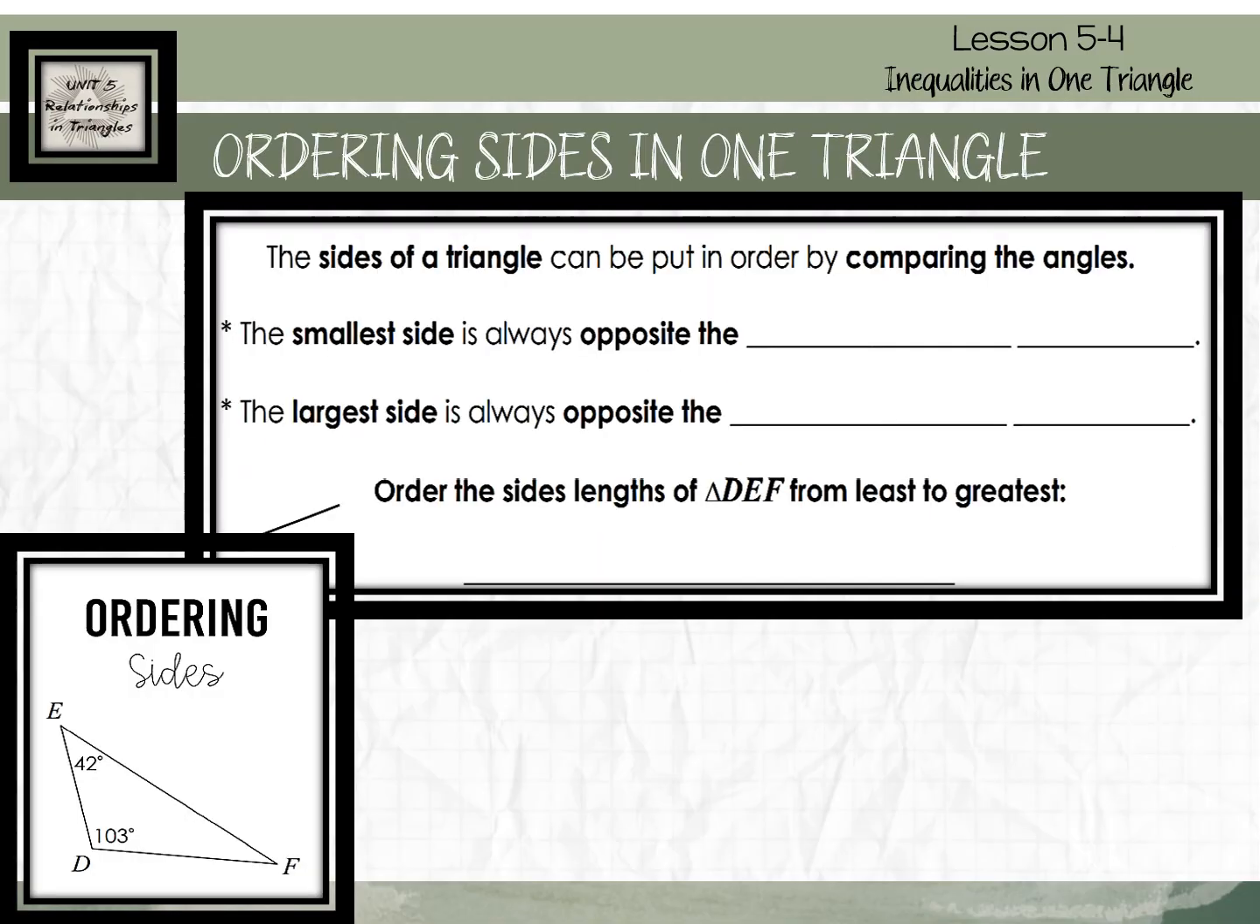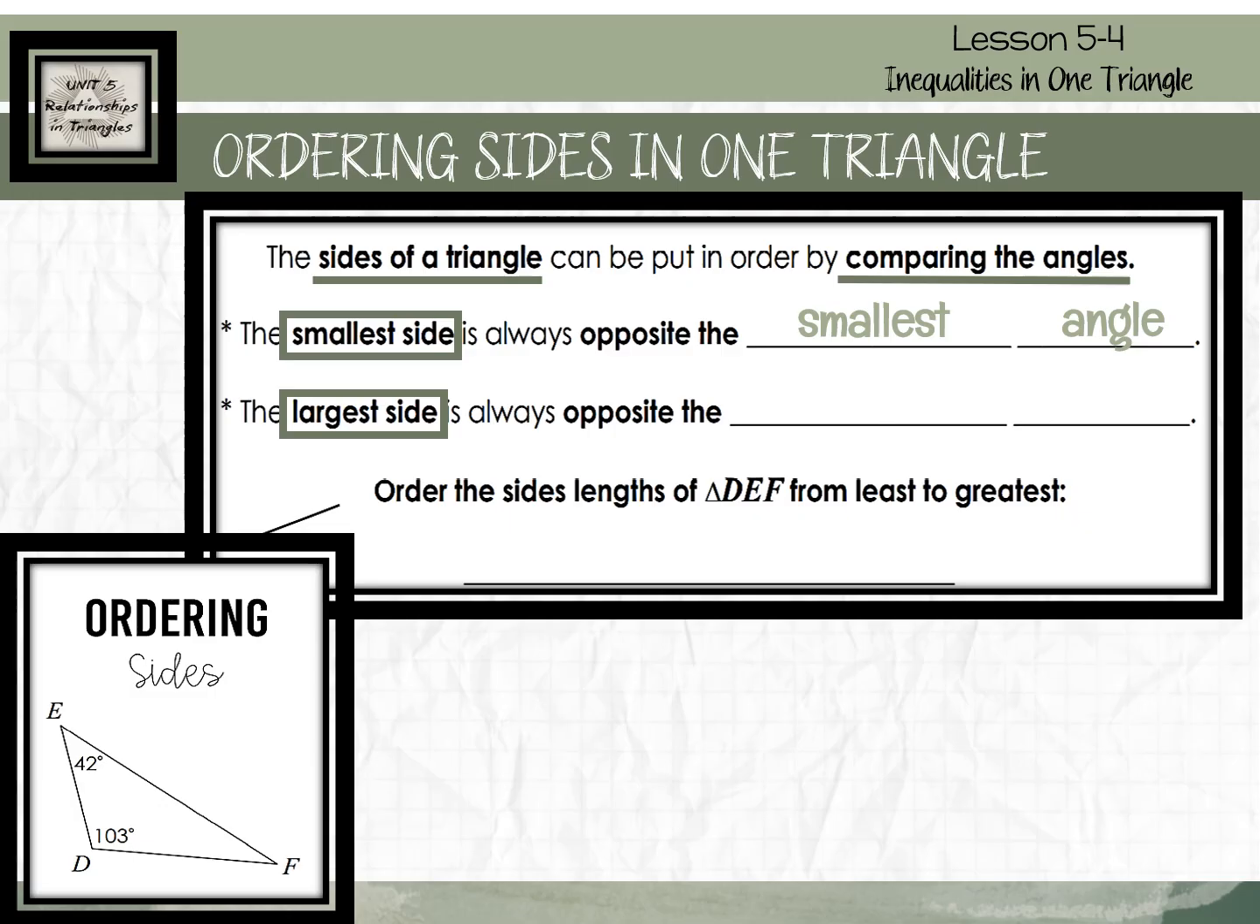We could do the same thing with sides. Sides of a triangle can be put in order by comparing the angles. The smallest side, guess what, is opposite the smallest angle, and the largest side is opposite the largest angle. Order the side lengths of triangle DEF from least to greatest. Make sure you pay attention. It is almost always least to greatest, but sometimes it might be switched.